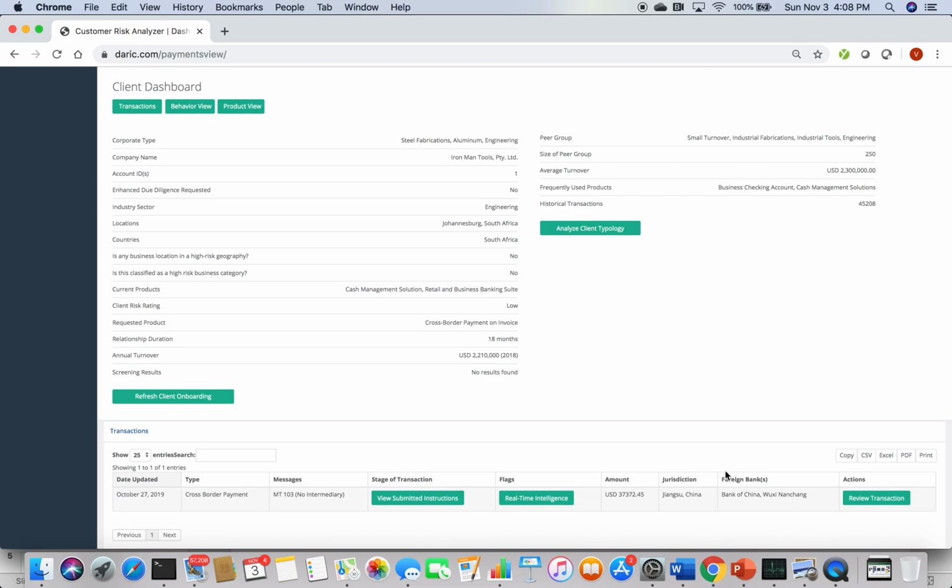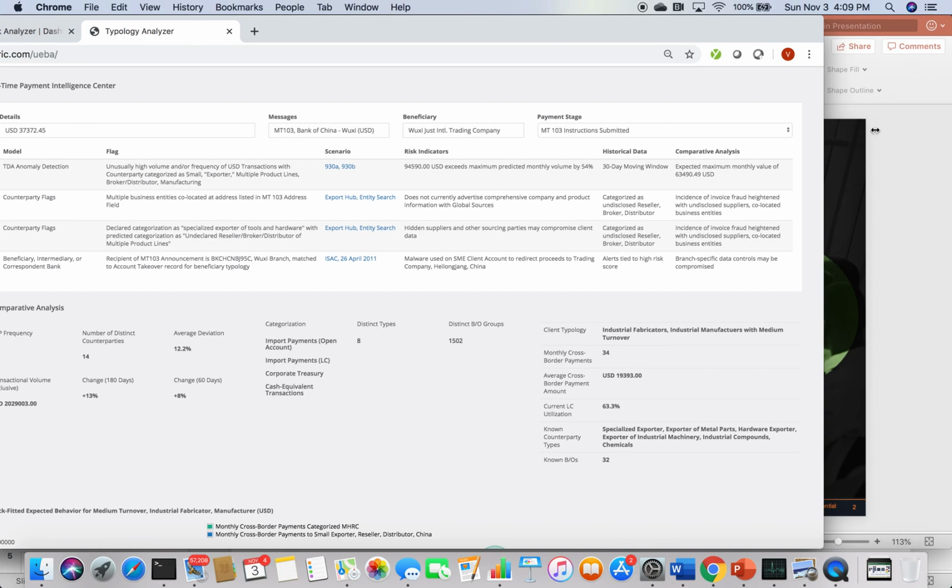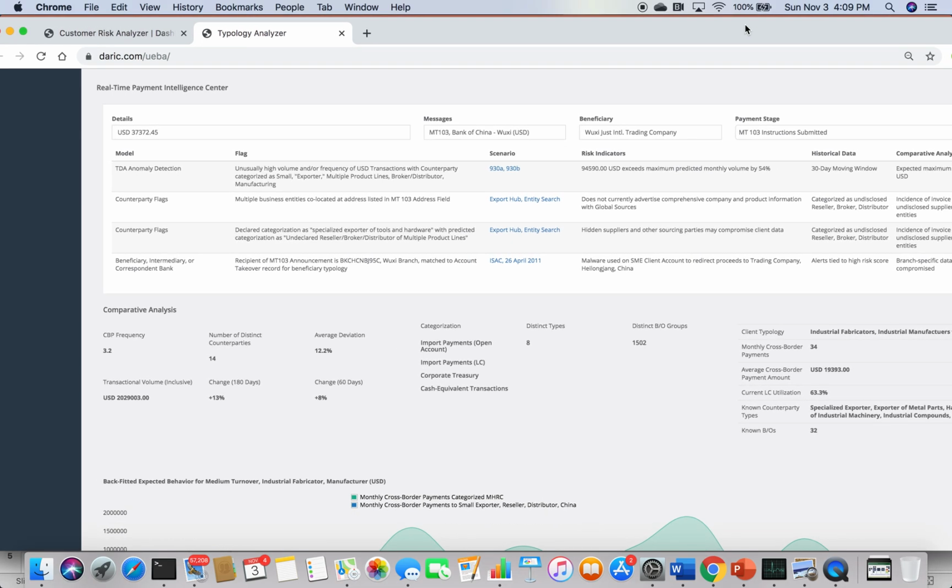Based off of the sparse data that we have, the engine is able to, in real time, already assemble a real-time payment intelligence score, as well as a set of factors that are associated with known threats. For example, anomaly detection on the particular behavior of this client, which is out of sync, according to our topological model, with other similar clients who typically transact with suppliers that are categorized slightly differently.